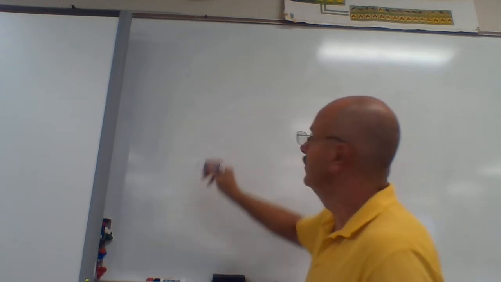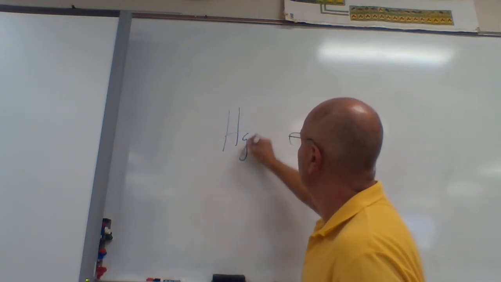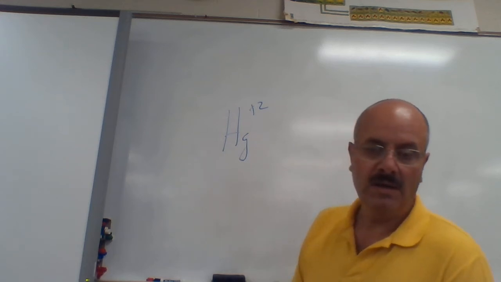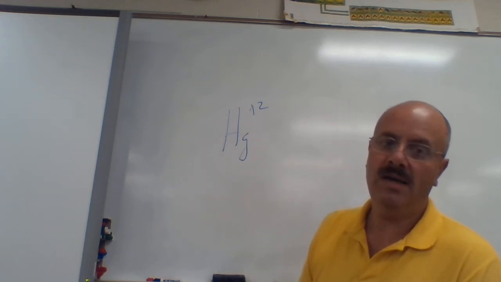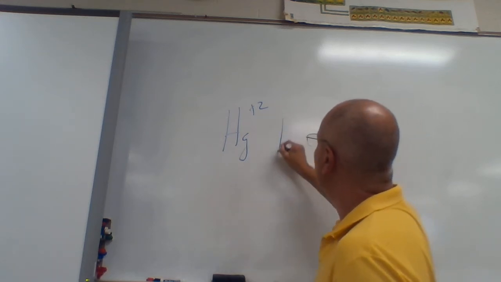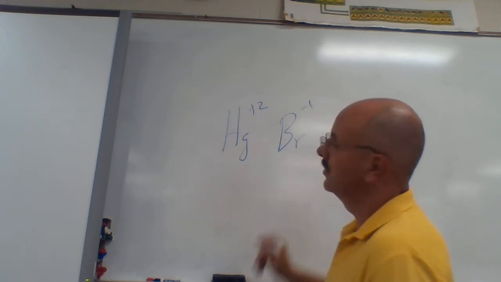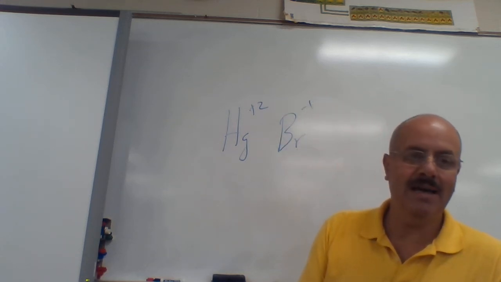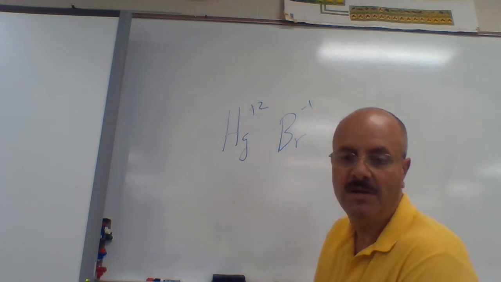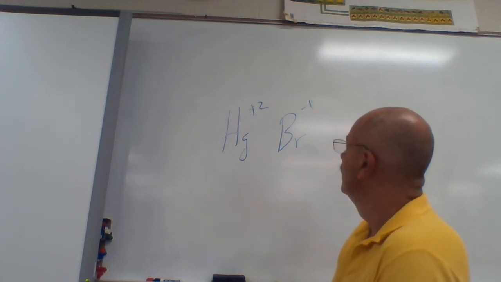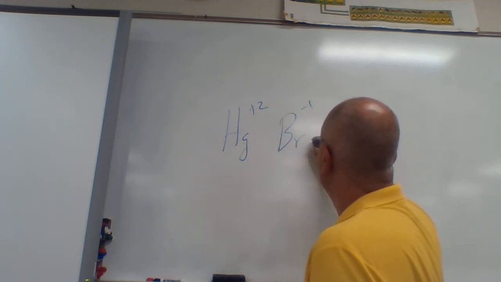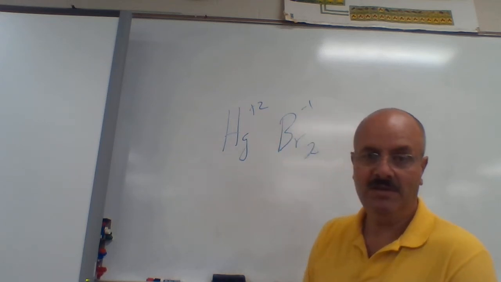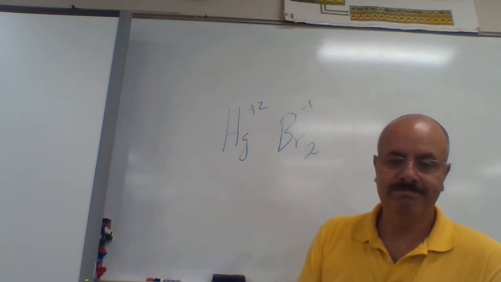All right, next one, mercury 2. Mercury is Hg. It's got a 2, so it's +2. Then we got bromide. It ends in ide, so that's the element bromine, and gives a -1. Now, this did not come from the polyatomic ion chart. It came from the periodic table. So those 2 don't cancel each other, so we got to bring 2 over here, take the 1 there, leave it blank. So it's HgBr2.